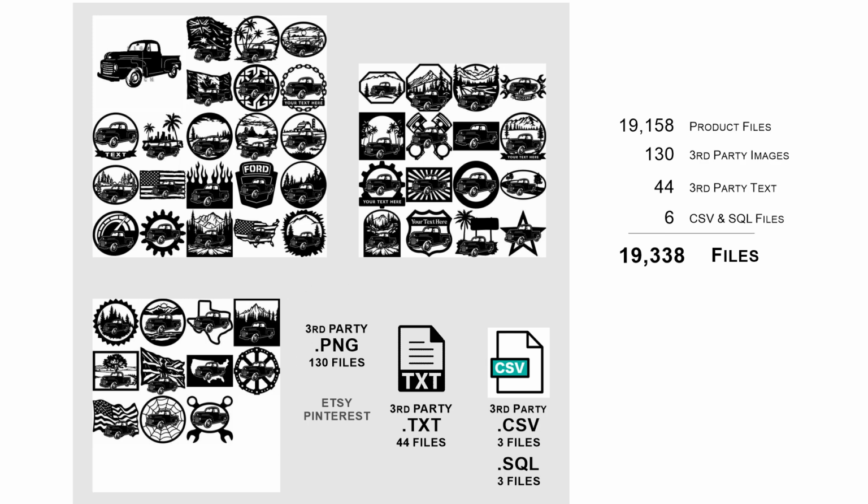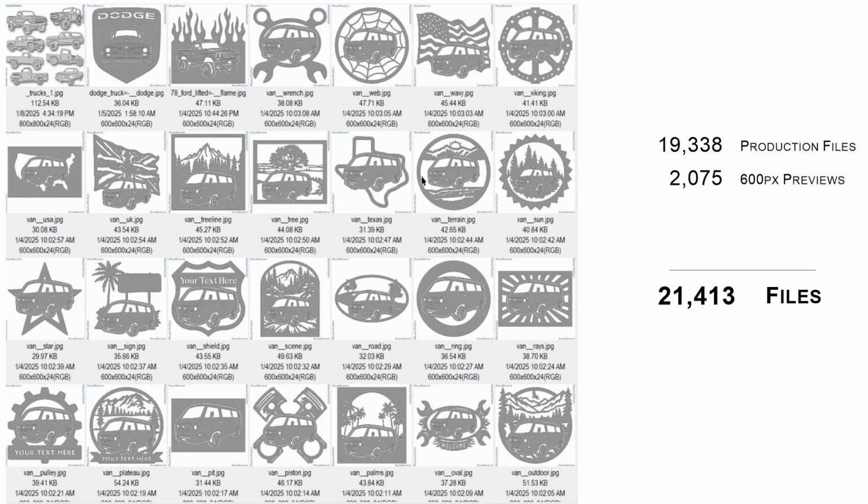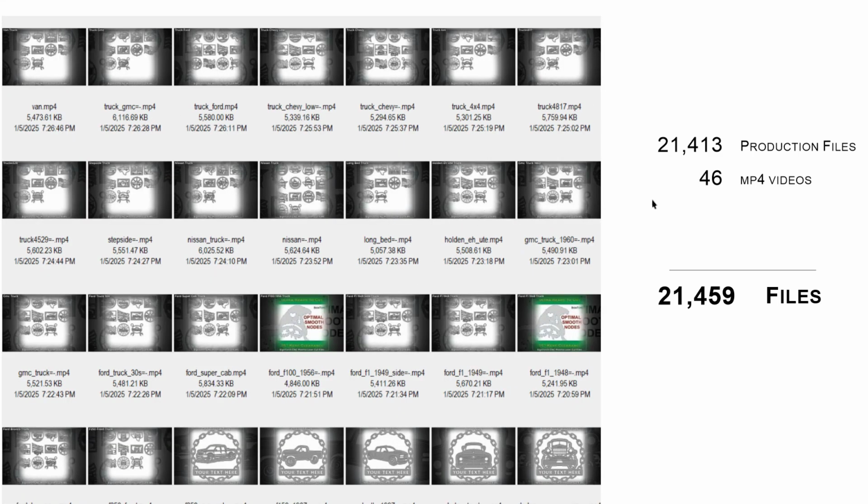And then each design has a 600 pixel gray JPEG for product preview images. There's 2,075 of those for a total of 21,413 files so far. And then each design gets a 15-second MP4 video, mainly for listing on Etsy, and I'll use longer videos for listing on Pinterest and YouTube and other places. But there's 46 of those for a total of 21,459 files altogether for this truck collection.